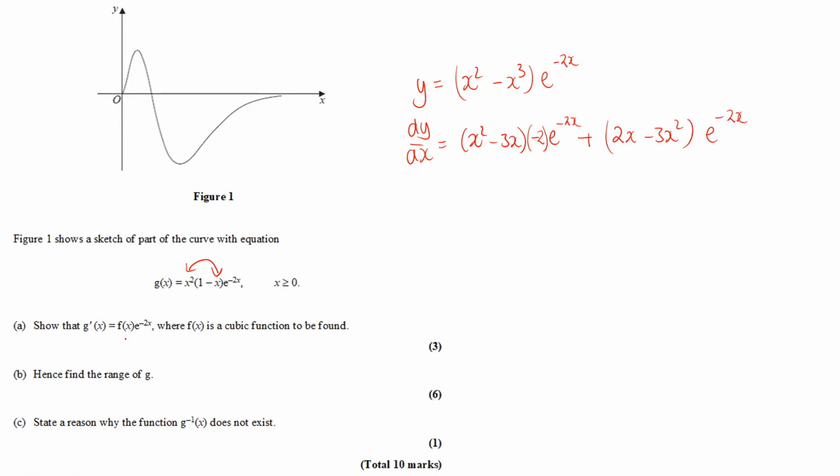So it's asking us to give it as a function of x and e to the minus 2x. So again, we've got to factorize e to the minus 2x. And then you're going to have a minus 2 times an x squared minus x cubed plus a 2x minus a 3x squared. And that will be our function of x. So e to the minus 2x. And then here, this all multiplies out to give you 2x squared minus 5x plus 2.